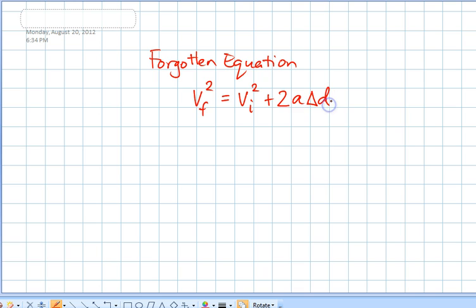This quick video is for those of you who would like to see where the work energy theorem actually comes from. So this is just a quick derivation. Sometimes I talk about an equation in my class called the forgotten equation. If you remember, the forgotten equation was something like this: v final squared equals v initial squared plus 2 times acceleration times change in distance.